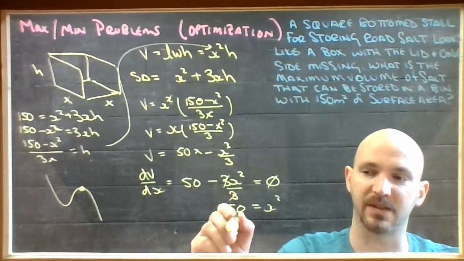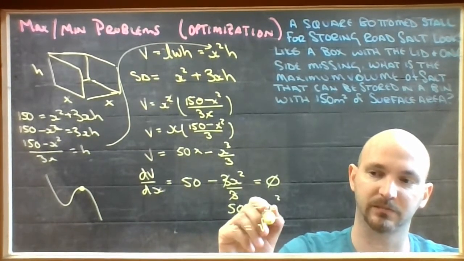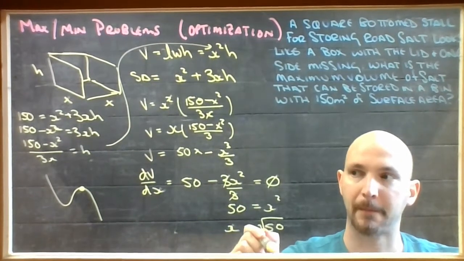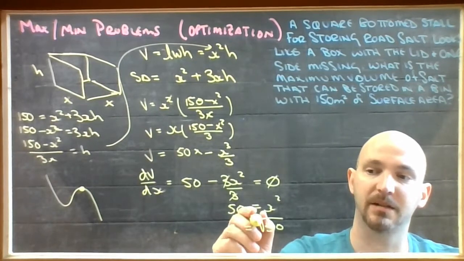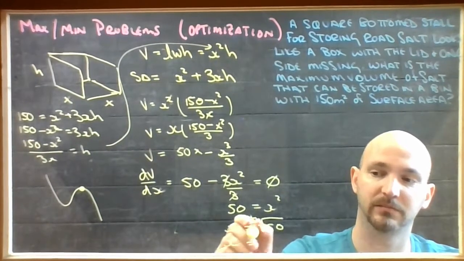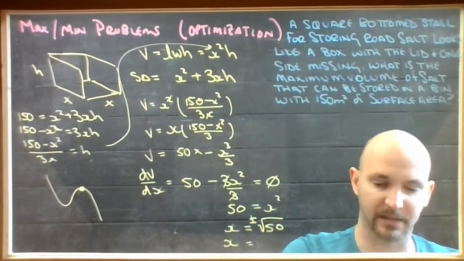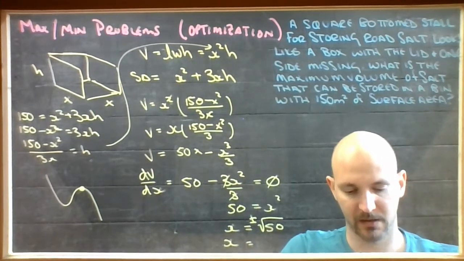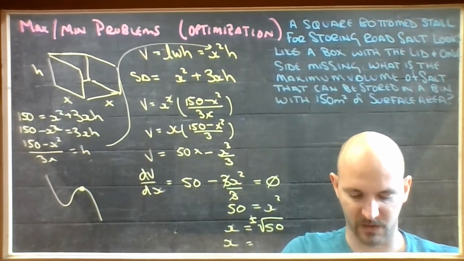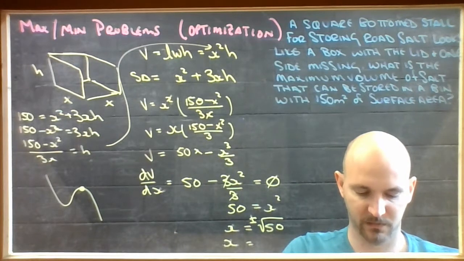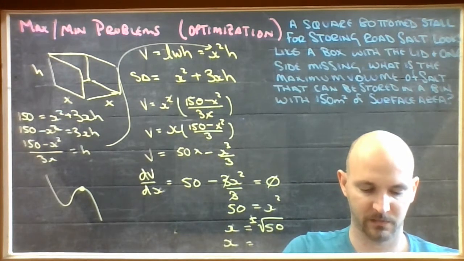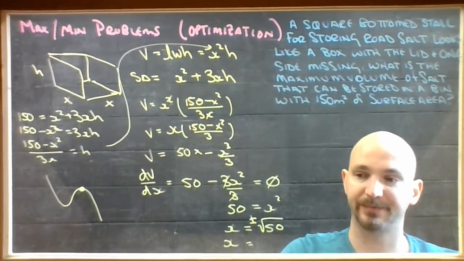So I'm going to have to square root 50. Now, technically, it's plus or minus. So let me get the number there. It's going to be like 7.1. 7.07.